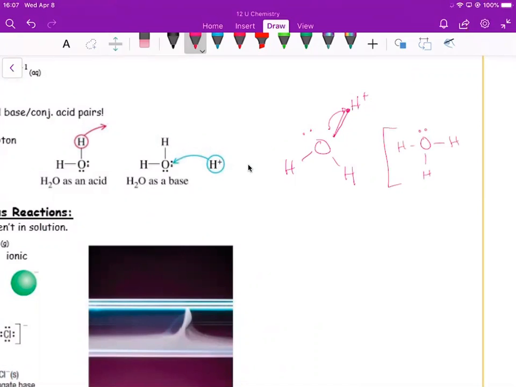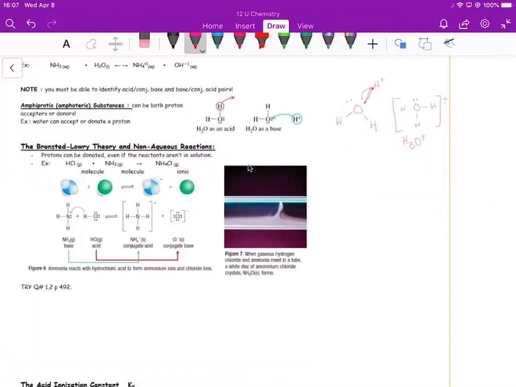and the whole thing is positive. So we write it H3O+. That's the hydronium ion. Remember, hydrogens do not exist by themselves. They're too unstable, so they have to find a water to bond with and turn into hydronium.